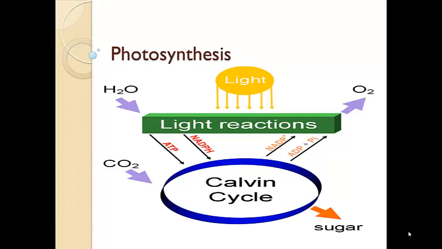So this is the overall thing that happens in photosynthesis. We've got water going in, CO2 going in, oxygen leaving, sugar leaving, light going in. There's a cycle involved: light reactions, Calvin cycle, ATP, NADPH. So we will talk about a lot of this middle stuff in between. Today we're going to talk about the overall reactions, light reactions, Calvin cycle, and what happens to water and carbon dioxide in the process of making sugar and oxygen. Okay.